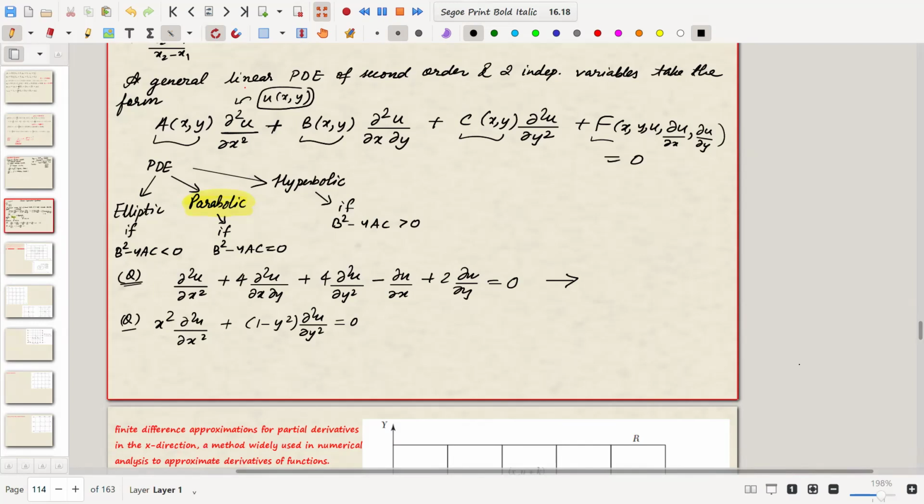Yeah. So equal to 0. Okay. So it is parabolic. I hope many of you got this idea. You can find b square minus 4ac and it turned out to be 0. Yes. Second equation.